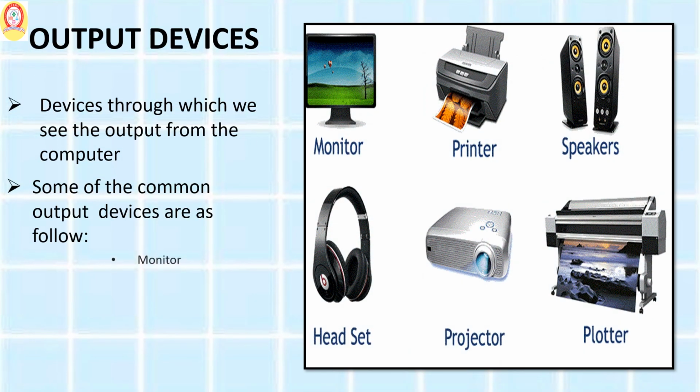Devices. Now, children, what are output devices? Output devices means devices through which we see the output from the computer are called output devices. Children, there are some output devices. Let's see that: monitor, speaker, headphone, projector, printer. Children, these are some of the output devices. Let's talk about them. So let's start with monitor first.